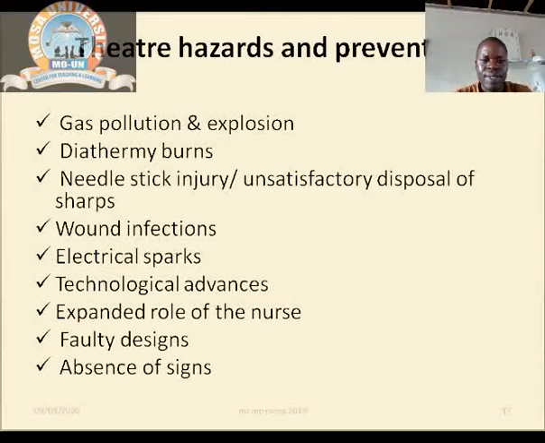Technological advances, the use of monitors. We need to be advanced to learn to know how to use these monitors, because we need to monitor the vital signs of our patients by the use of these modern equipment.